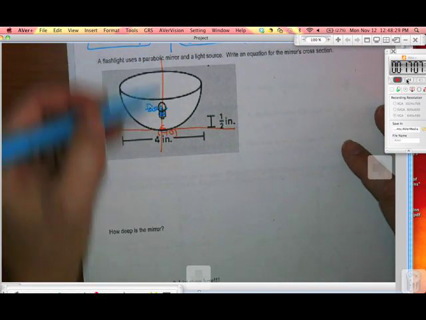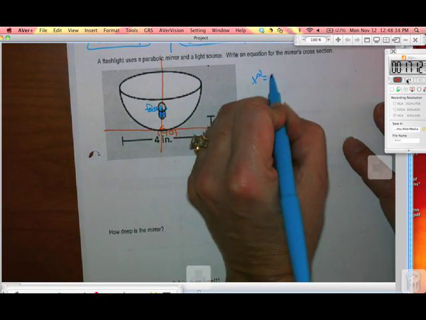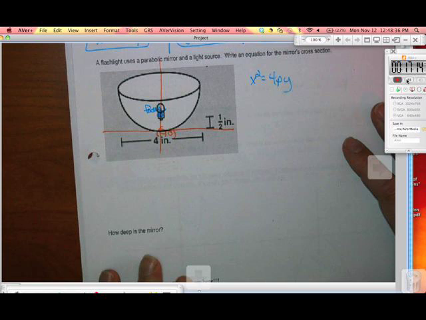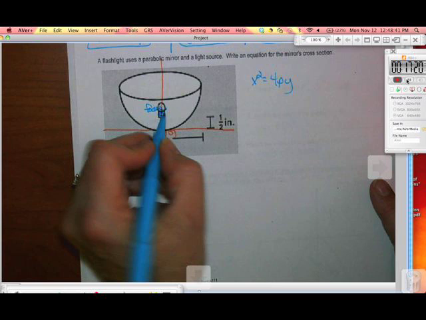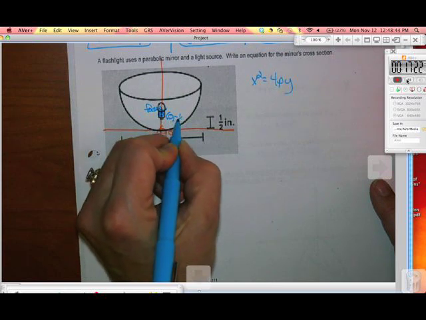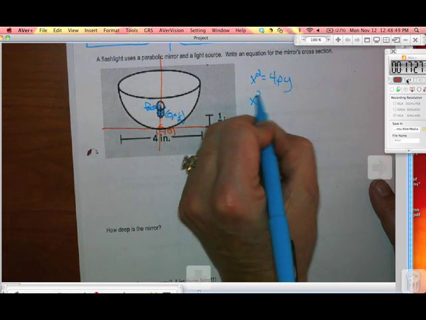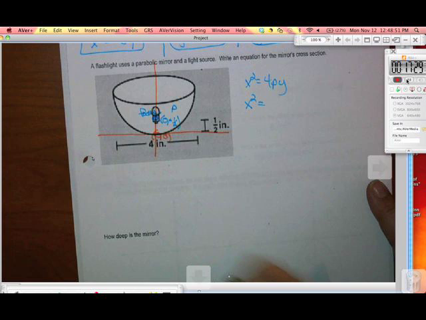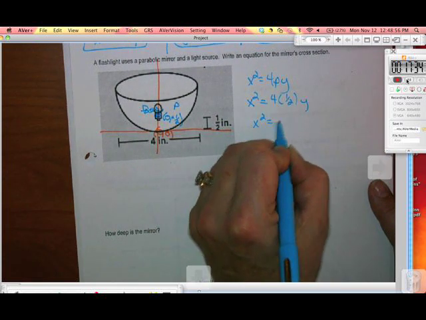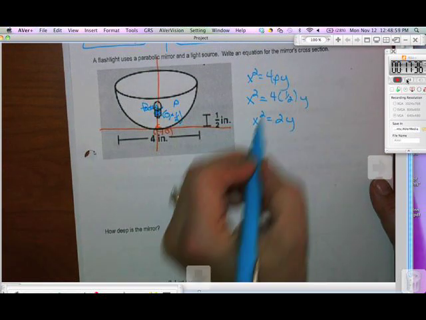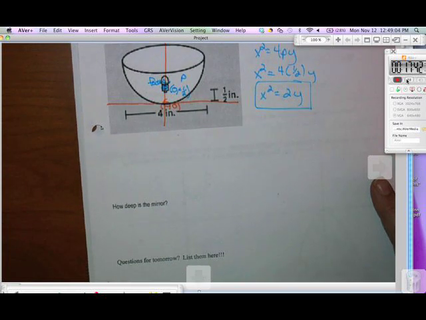So we can see that this opens up, so we're going to have x squared equals 4py. And we need to know what p is, and it says right here that the focus is a 1/2 inch up. So my focus is 0, 1/2. Oh, not negative, sorry, 0, 1/2. So I'm just going to plug in, and remember that's my p. I'm going to plug that into my equation, and x squared is going to equal 2y. There's my equation. Simple enough.